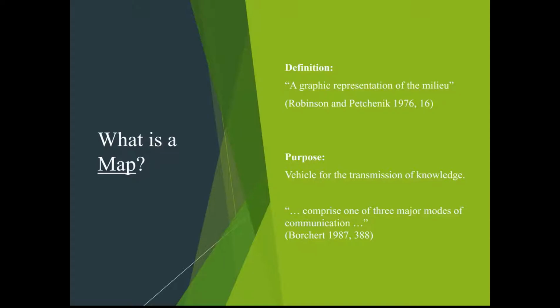Let us first define the idea of a map. A map is a graphic representation of a milieu. What that means is a map is a way of representing our world based on the knowledge and culture of the mapping society at a particular time in history. The purpose of a map is to transmit knowledge visually. Maps are often considered to be one of the three major modes of communication.